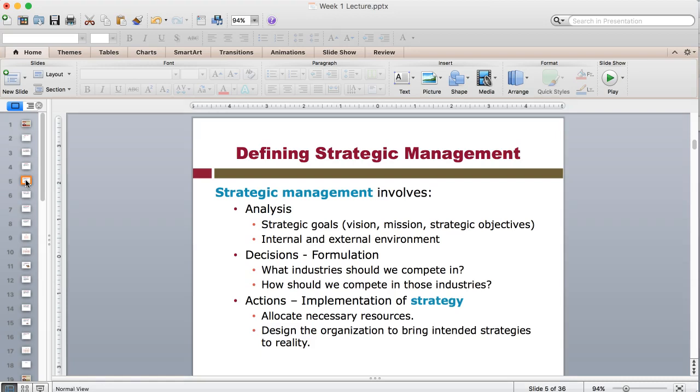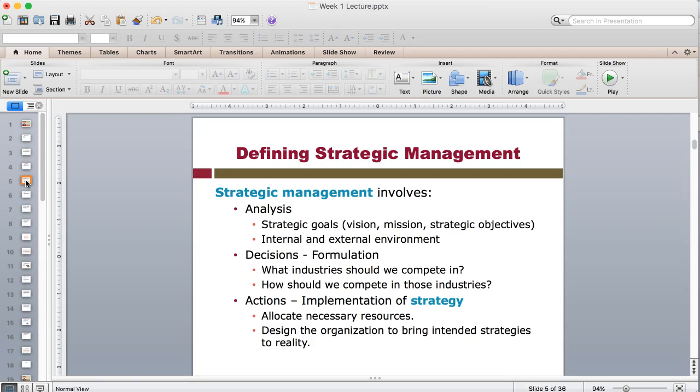Once you've built that foundation, then the idea is to make recommendations, decisions, formulation of recommendations. And here we're going to talk about a whole range of strategies, including business strategy, corporate strategy, international strategy, and corporate entrepreneurship strategy. And then I'll throw in there a little bit on the web.